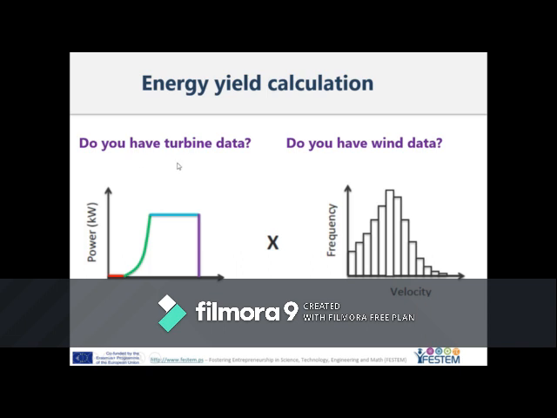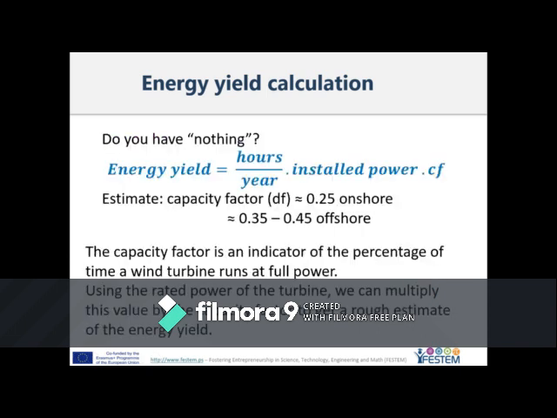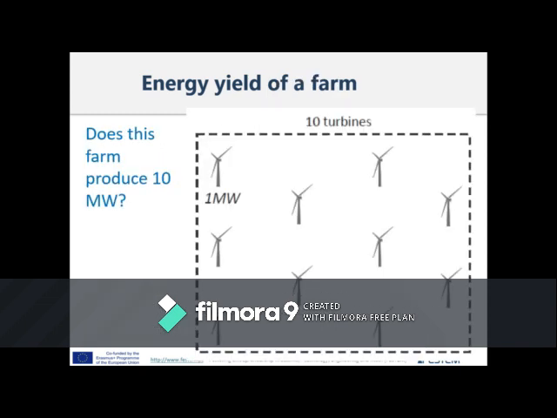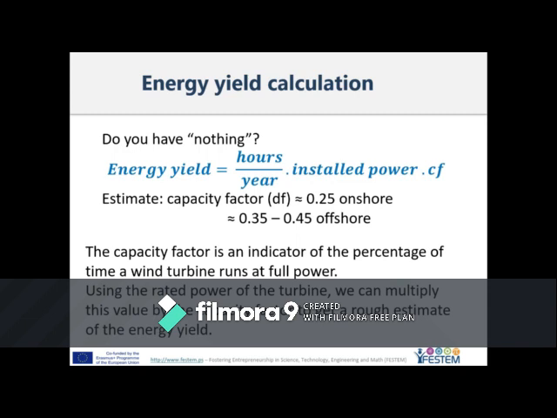Do you have turbine data? Do you have wind data? If we have the turbine data and the wind data, then we can estimate the maximum power we can get. Energy yield calculation: energy yield equals hours per year times the installed capacity times the capacity factor.